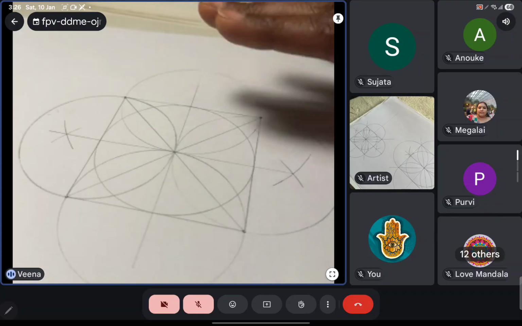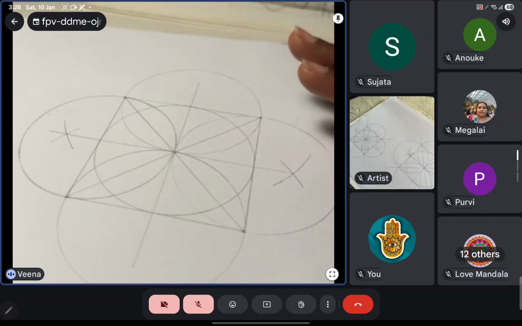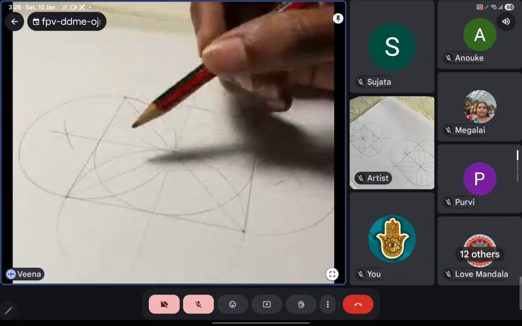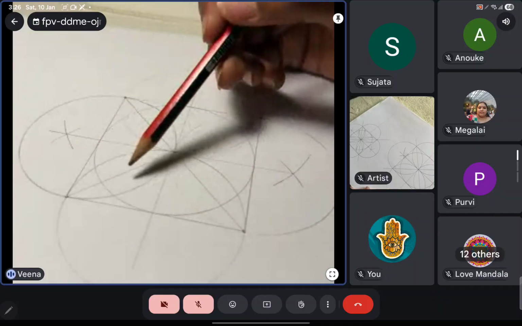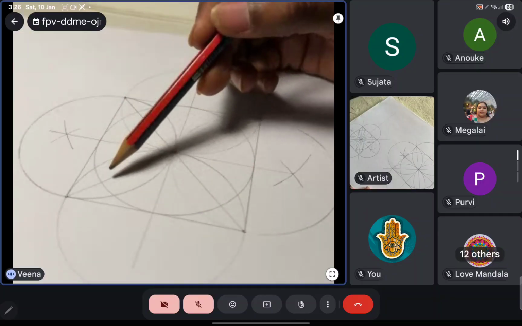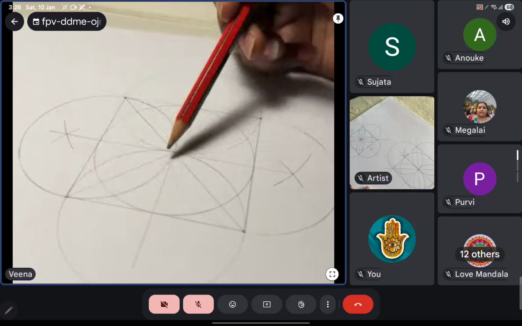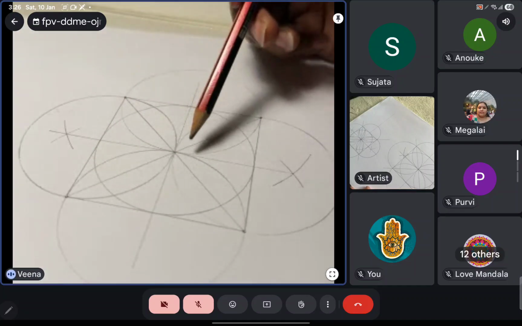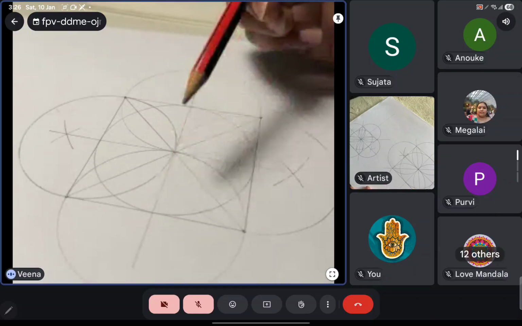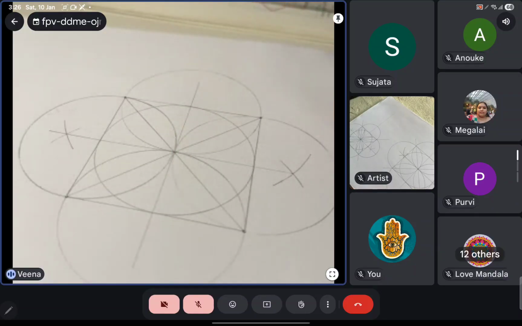So this is what we had done before, except now this square is divided into 8 parts. 1, 2, 3, 4, 5, 6, 7, and 8. So this is the beauty of Islamic geometry. There'll be so many layers. Your eyes need to be trained to see what you really want to see. Okay.